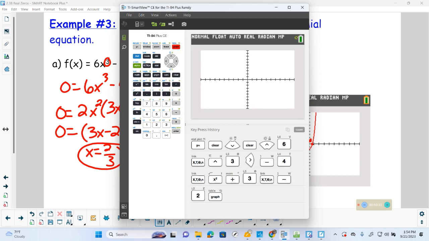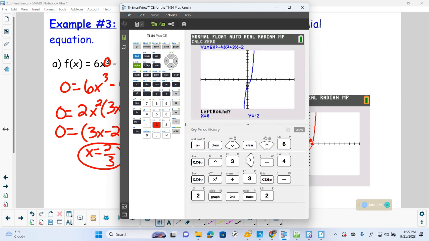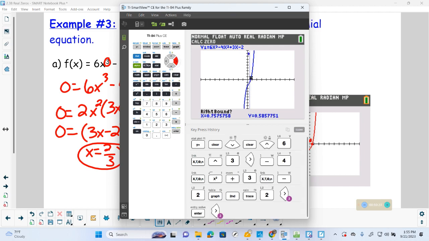Let's hit graph. Don't forget, if your window's ever off, hit zoom 6, puts you on the standard window. I'm going to do second trace, and we want the 0. So I'm going to cursor a little closer over to where it's hitting the x-axis, good enough. I'm going to hit enter. I'm going to right arrow, keep cursoring until it's above, enter, enter. And lo and behold, there we go, 0.6 repeating is 2/3.